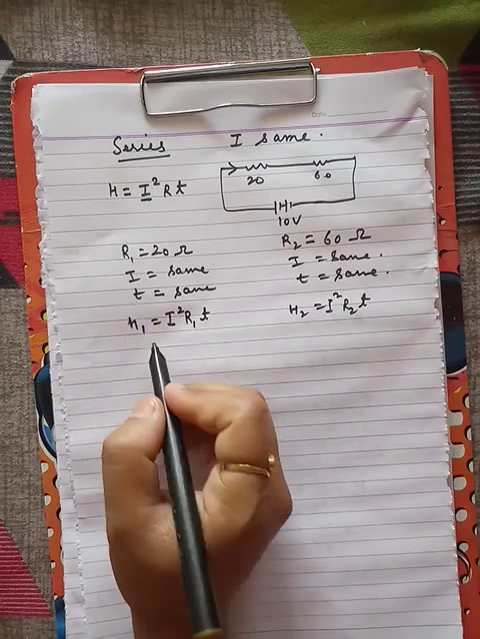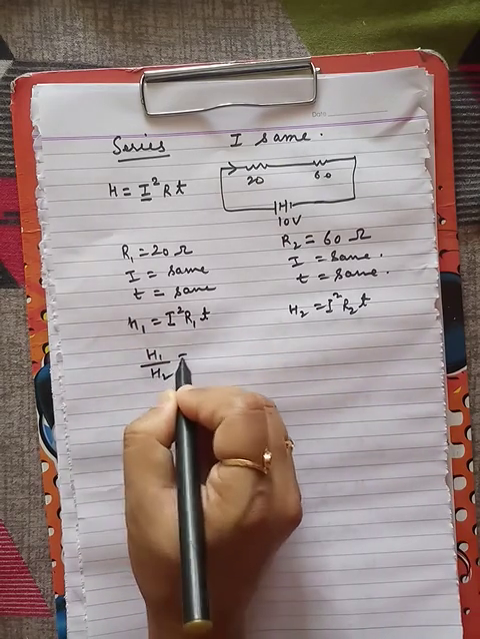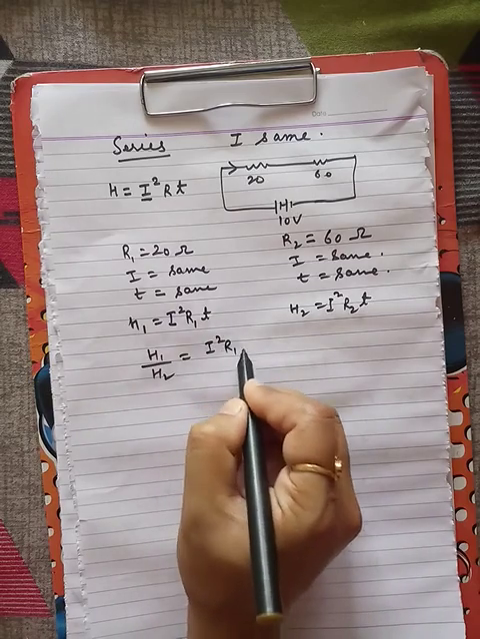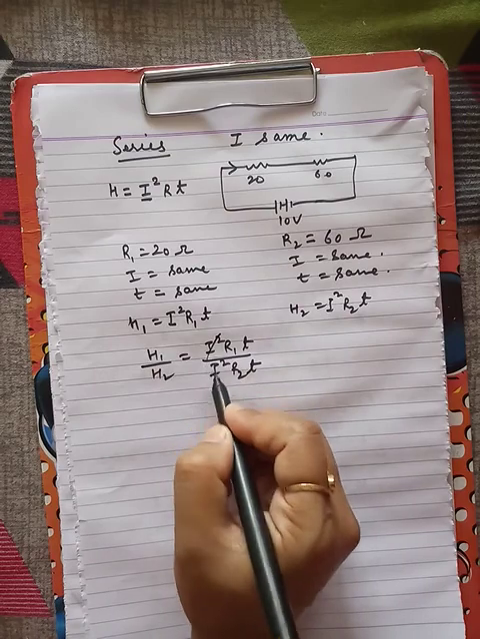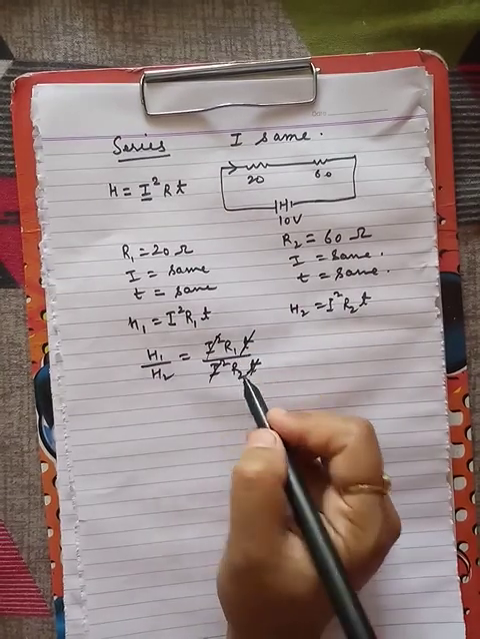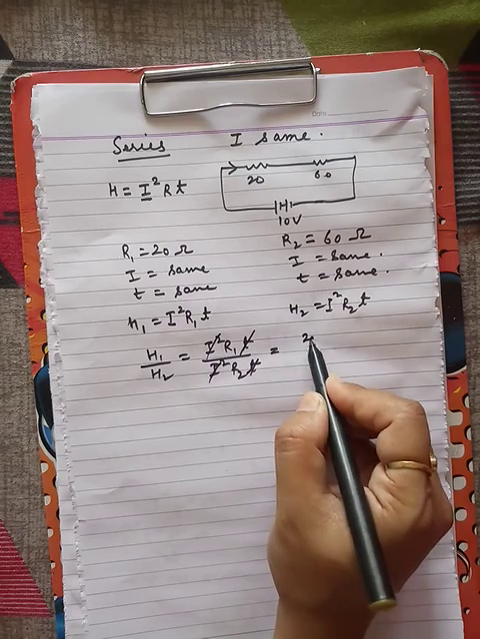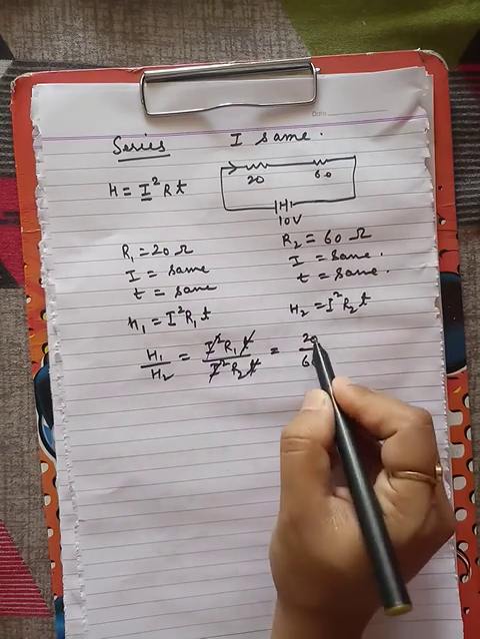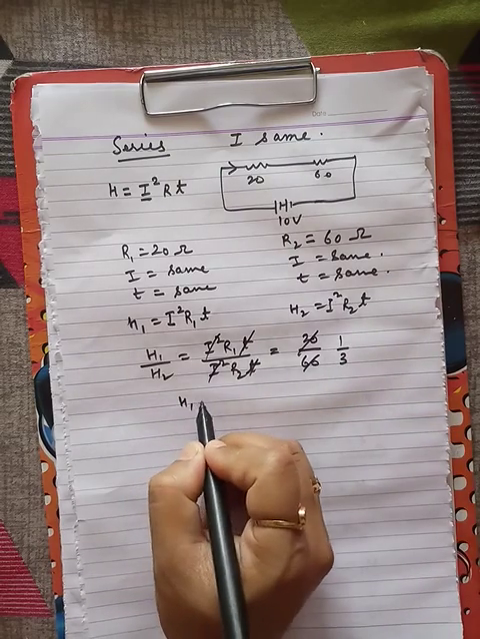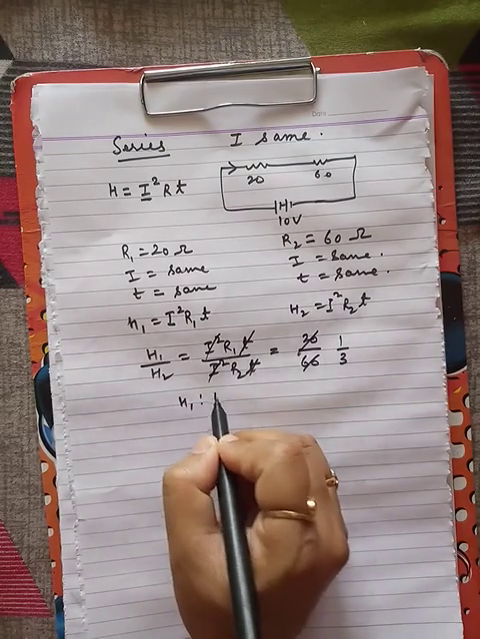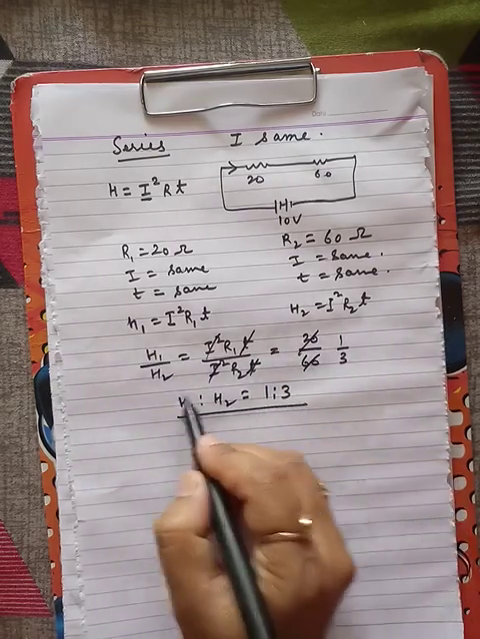Okay, so let us compare these two. H1 by H2 is equal to I square R1 T divided by I square R2 T. So these are cancelled because these are same, so it is R1 by R2. What is R1? It is 20, and what is R2? It is 60. So 20 by 60 is 1 by 3. So heat produced, H1 ratio H2 will be 1:3. This is the case.